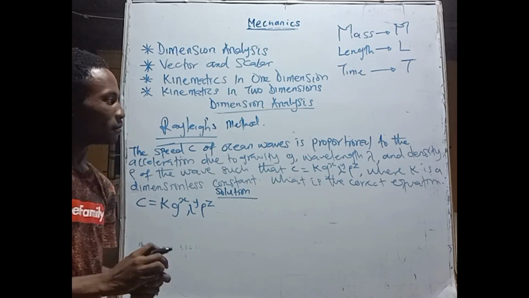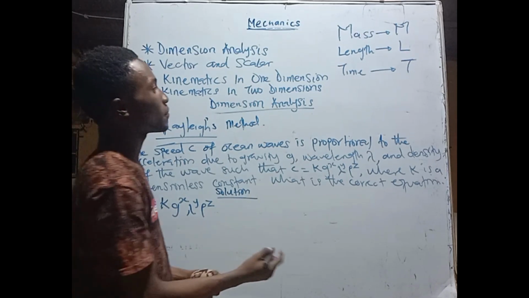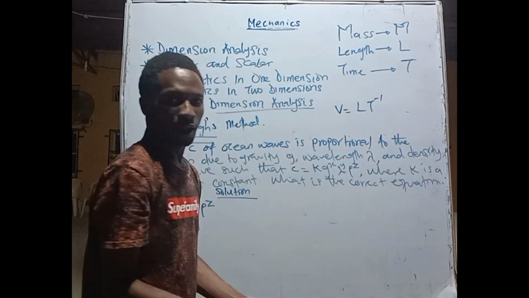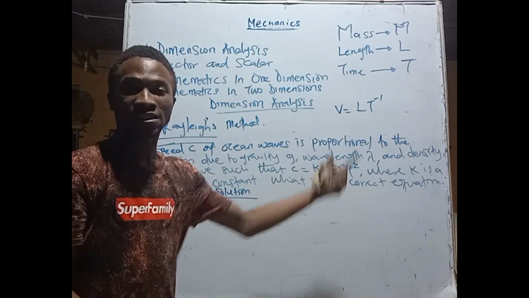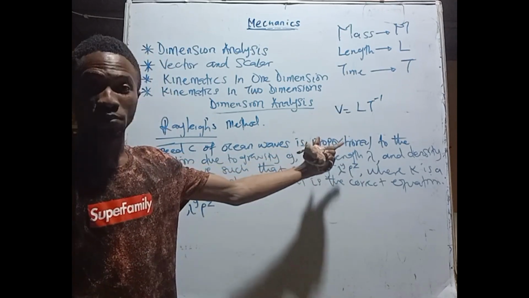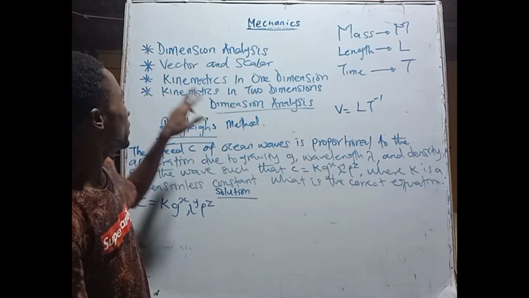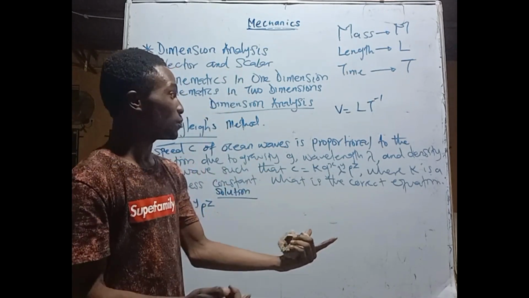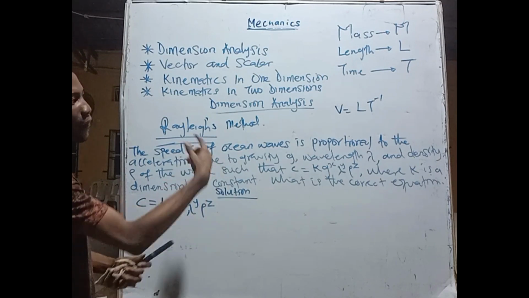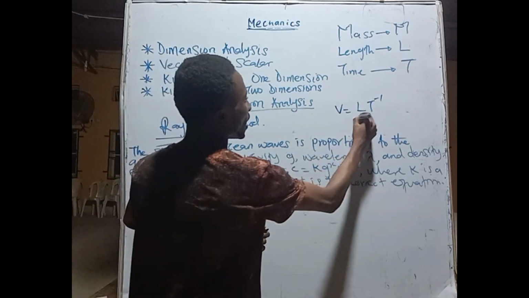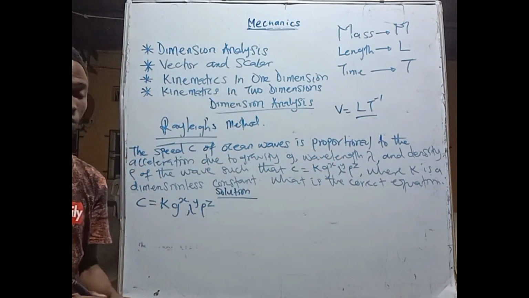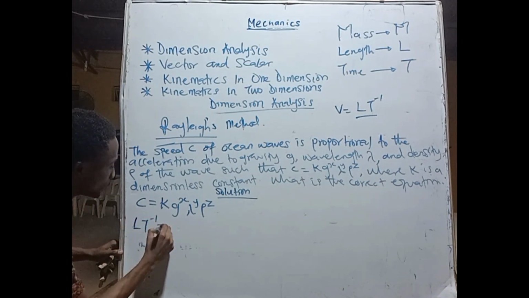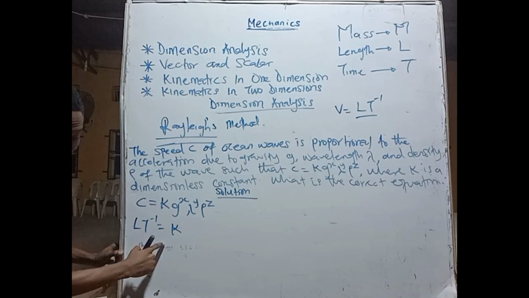Like we did the other time, velocity equals what? LT raised to power minus 1. The same dimension as velocity, also speed. Though we are coming on other vector and scalar to explain the difference between velocity and speed. Alright, good. So our speed is same thing as what? LT raised to power minus 1. Hope you get that. Good. LT raised to power minus 1, which equals to k is a dimensionless constant.